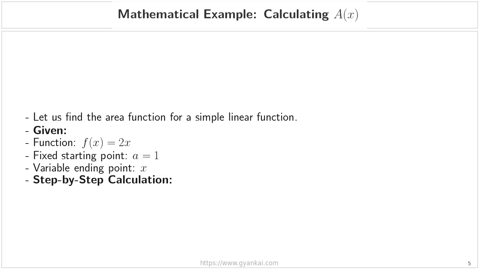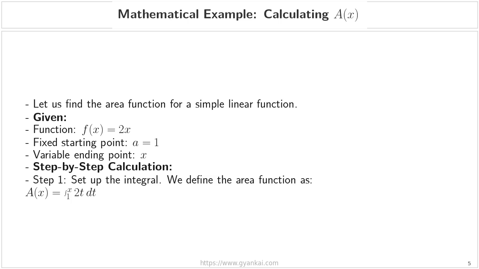Now, let's move on to the step-by-step calculation. Step 1, set up the integral. Remember, the area function A of x is defined as the definite integral from our fixed point to our variable point x of our function. So, we write A of x equals the integral from 1 to x of 2t dt.